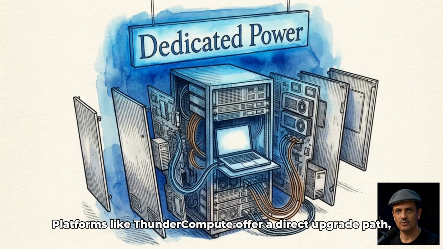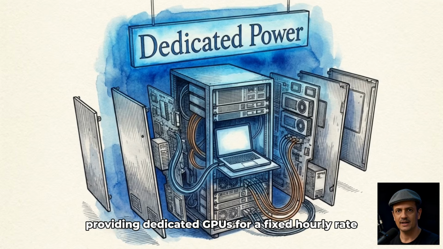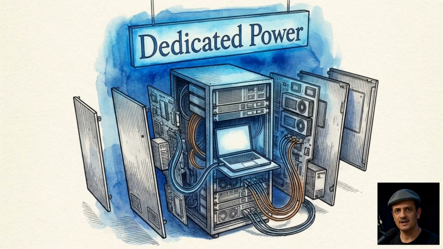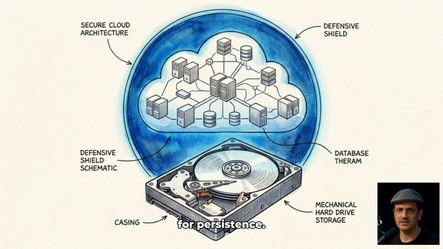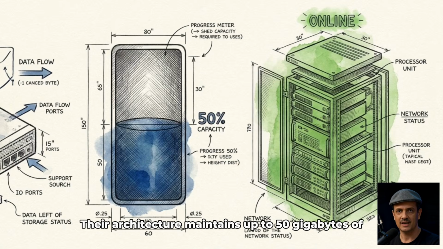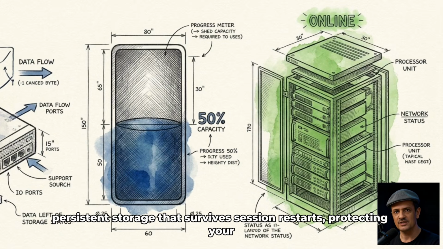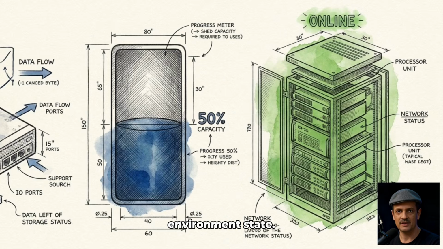Platforms like Thunder Compute offer a direct upgrade path, providing dedicated GPUs for a fixed hourly rate without arbitrary timeouts. Alternatively, services like Lightning AI are built specifically for persistence. Their architecture maintains up to 50 gigabytes of persistent storage that survives session restarts, protecting your environment state.